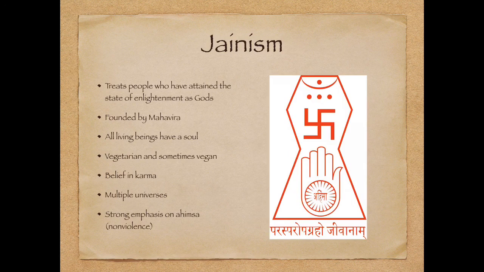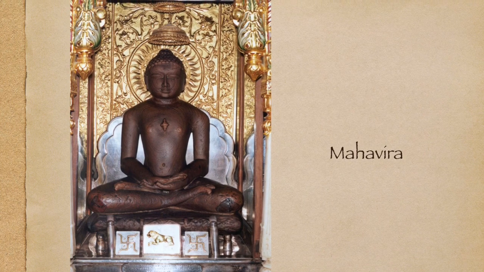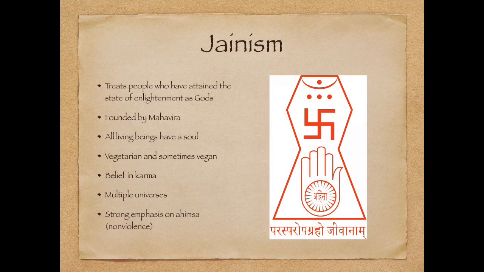About Jainism. Jains treat people who have attained the state of enlightenment as gods. And the state of enlightenment is just like nirvana, your soul not being born again, and you're just one with the universe. Jainism was founded by Mahavira, and a core belief of Jains is that all living beings have a soul. So no matter how small the living being is, no matter how powerless it is, even ants or plants or small insects or big animals, they all have a soul. Because of this, there's a strong emphasis on ahimsa, or non-violence.